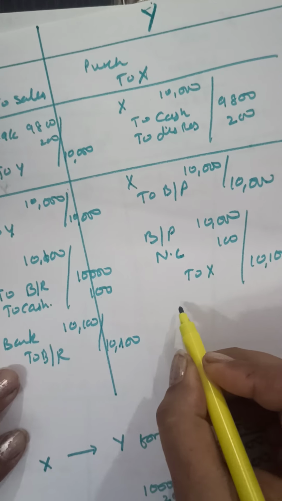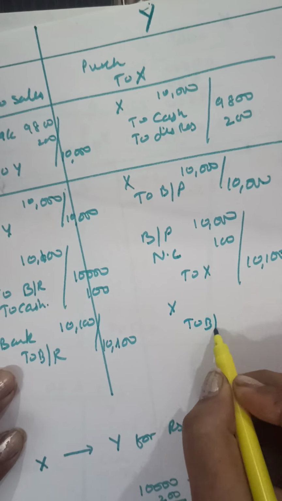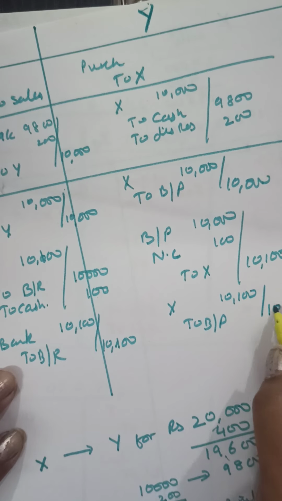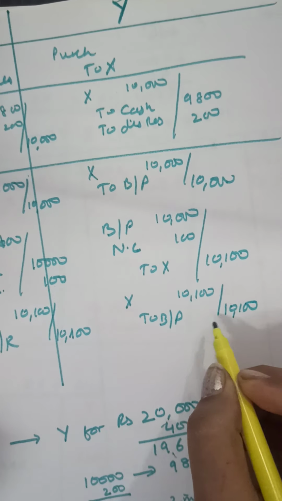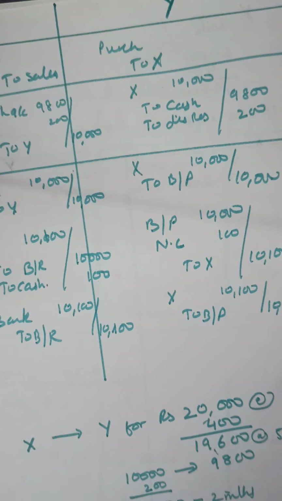And in the books of drawee, he makes the payment: X to bills payable for rupees 10,100, and the payment is done. I hope it is clear now. Okay, we'll proceed to the next now.